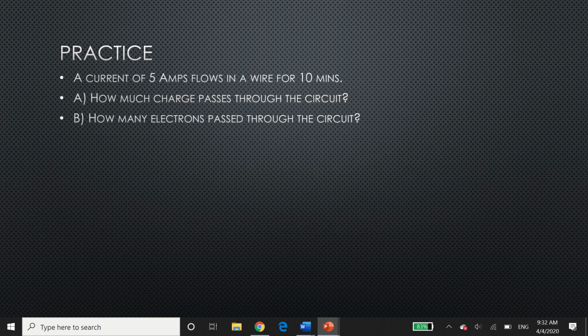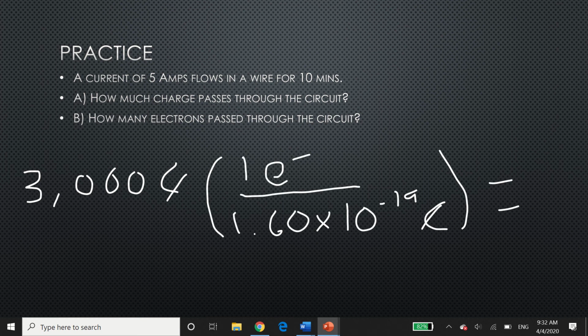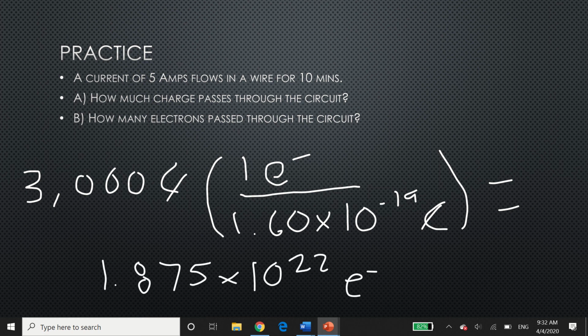Next, for part B, we want to know how many actual electrons have passed through the circuit. If you remember, we solved the problem just before. We had 3,000 coulombs that passed through the circuit. We talked about the amount of charge that one electron carries is 1.6 times 10 to the negative 19th coulombs. So all we have to do is some dimensional analysis here, divide by that charge to get the number of electrons, and that gives us 1.875 times 10 to the 22nd electrons. So that is a lot of electrons that are passing through there in a short amount of time. I guess 10 minutes is fairly long.